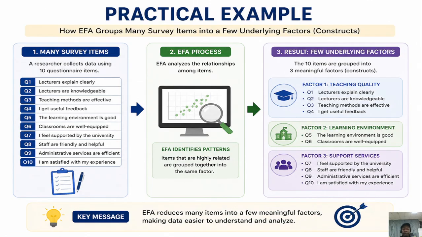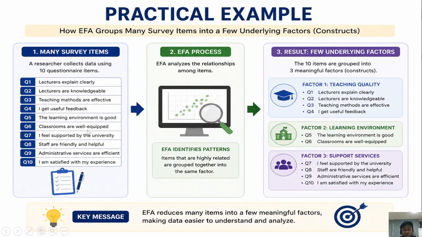Practical example, check this one. This is a survey of student satisfaction. So, what are the satisfaction measures? This is just student satisfaction in a particular university. You can see the items here. Lecturers explain clearly. Lecturers are knowledgeable. Teaching methods are effective. I get useful feedback. The learning environment is good. Classrooms are well equipped. I feel supported by the university. Staff are friendly and helpful. Administrative services are efficient. I am satisfied with my experience.